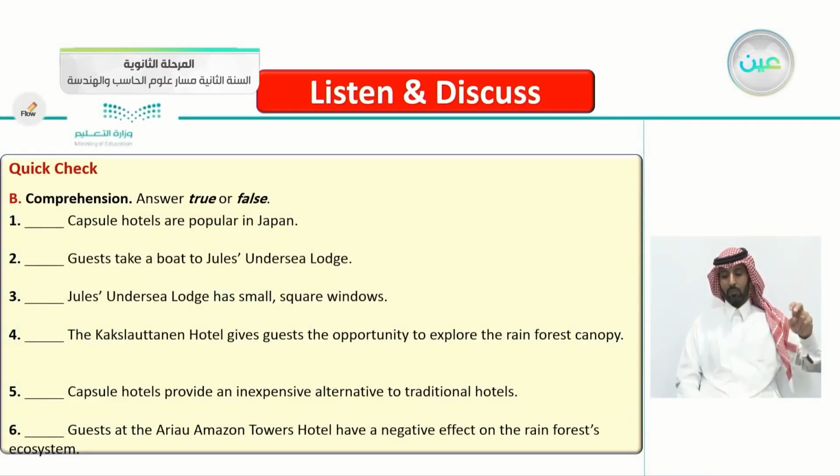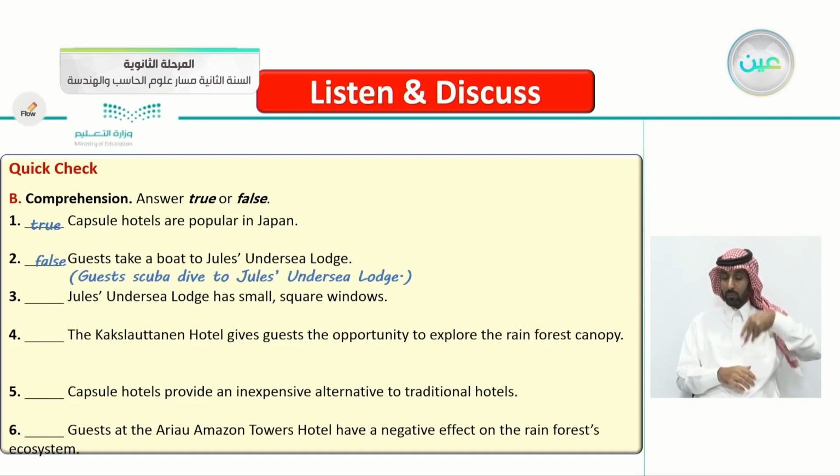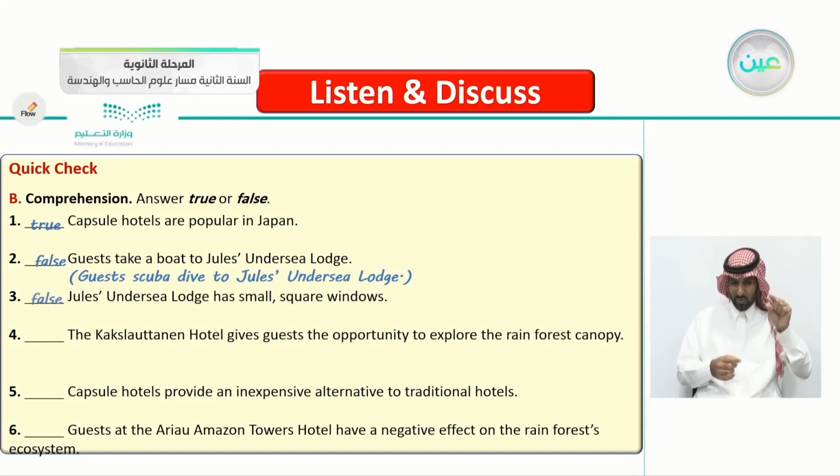ecosystem. Comprehension questions here, answer with true or false. Number 1, capsule hotels are popular in Japan. Of course, it's true. Number 2, guests take a boat to Jules Undersea Lodge. How do they go to the lodge? Do they take a boat? Of course not. They scuba dive to Jules Undersea Lodge. Number 3, Jules Undersea Lodge has small square windows. This is false.